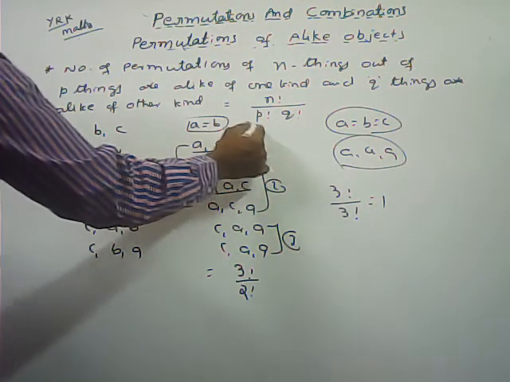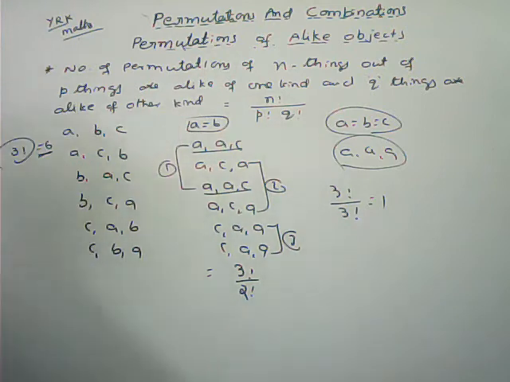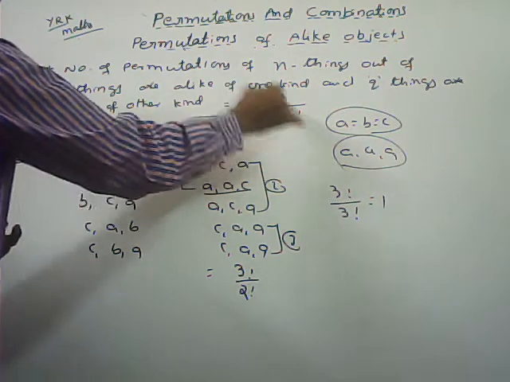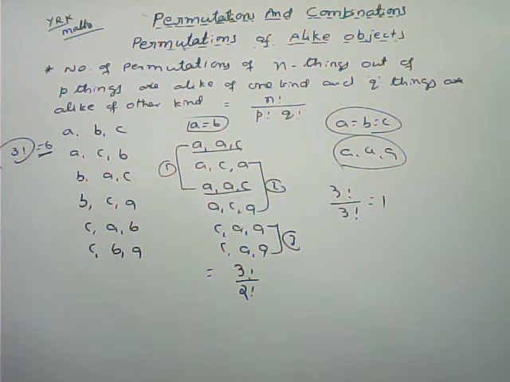If p things are alike of one kind and q things are alike of another kind, then the total number of arrangements or permutations, both are the same, equals n factorial by p factorial into q factorial.